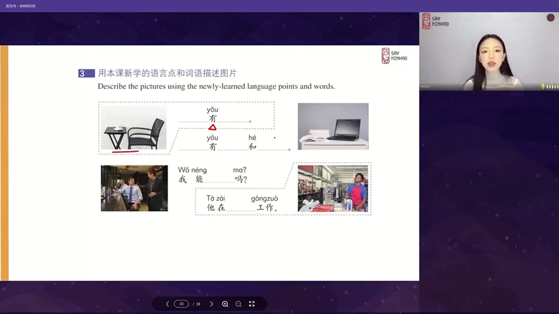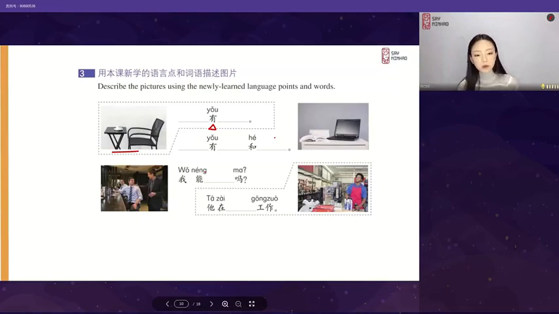There is a table and a chair, and on the table there is a cup. So how to say it? On the table there is a cup. So first, the location is on the table. So it is 桌子上, right? 桌子上, the same as the text. 桌子上有 a cup is 一个杯子, 一个杯子, okay? 一个杯子.